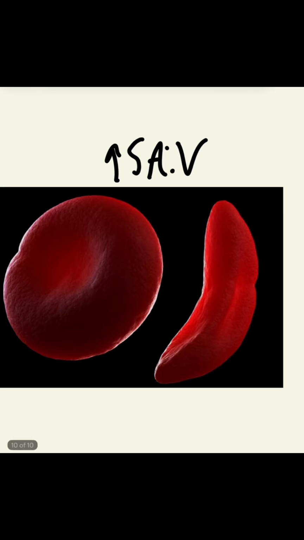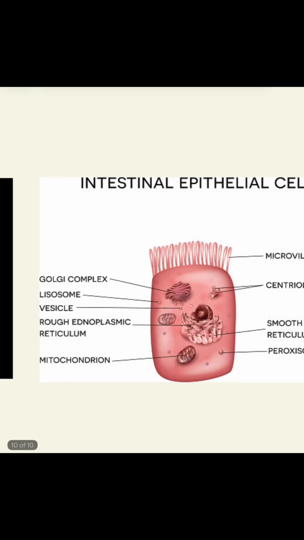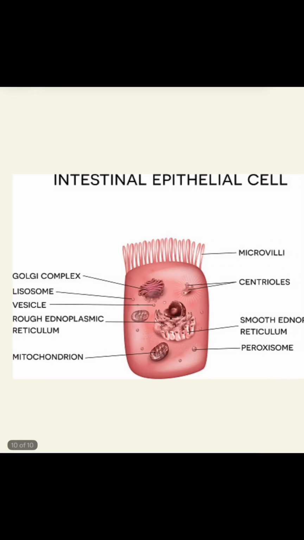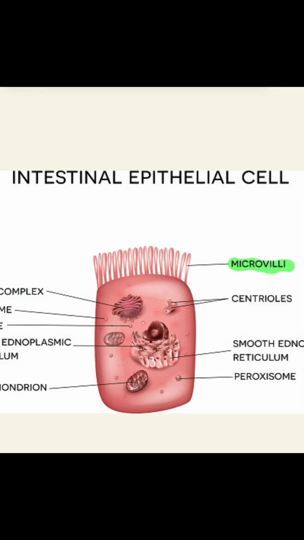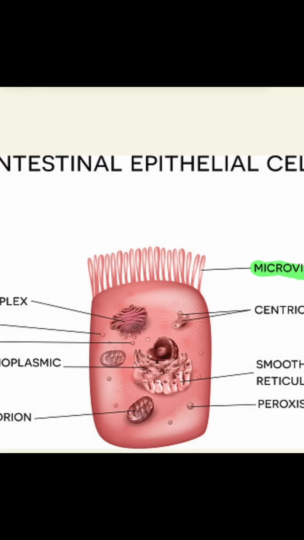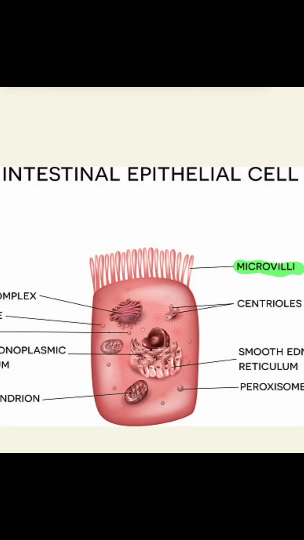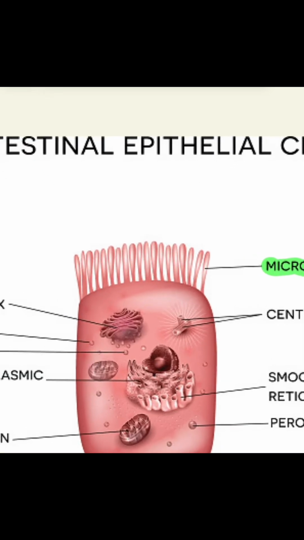Now, the same idea applies for these cells here. Now we're specifically looking at the microvilli here. So microvilli are these sort of hair-like extensions coming off the epithelial cell. So these microvilli, what they do is they, again, increase the surface area for nutrient absorption. So these will be found in the digestive tract.